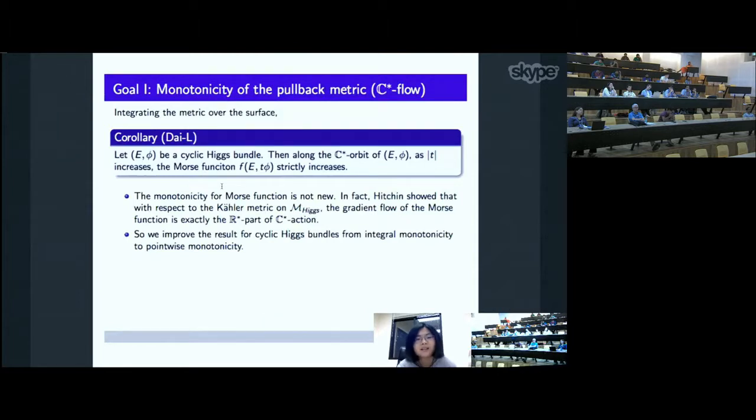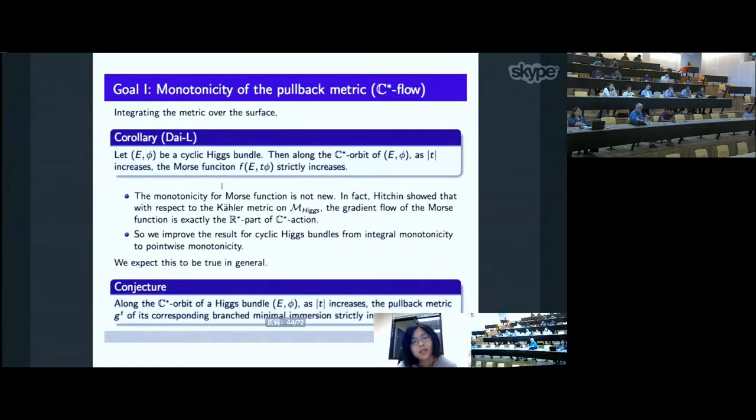I want to remark that the monotonicity for the Morse function is not new, so this corollary is not a new result. In fact, Hitchin showed that with respect to the Kähler metric on the moduli space of Higgs bundles, the gradient flow of the Morse function is exactly this R-plus part of the C-star action. So this is using global geometry to know that the Morse function strictly increases as the norm of t increases. What we just did is improve the result for cyclic Higgs bundles from this integral monotonicity to pointwise monotonicity. And we expect this to be true in general, that the pullback metric always strictly increases, in the case where it is conformal.